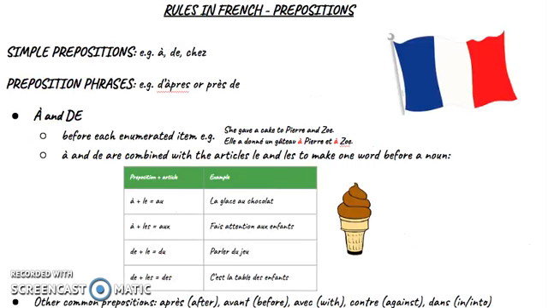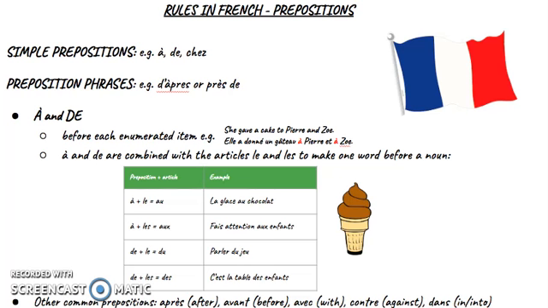In French, there are simple prepositions such as à and de, and prepositional phrases like d'après or près de. Lots of the French prepositions have many meanings in English depending on the context, so it is important to notice the differences. The most common prepositions are à, which can be translated to at, in, to, or on, and de, which can be translated to of and from. They are mentioned before each enumerated item. For example, she gave a cake to Pierre and Zoe is translated as Elle a donné un gâteau à Pierre à Zoe.